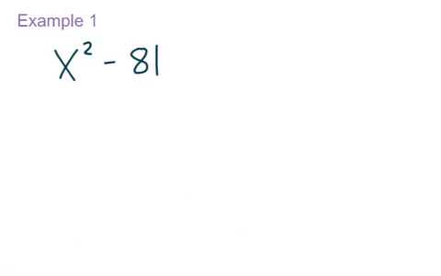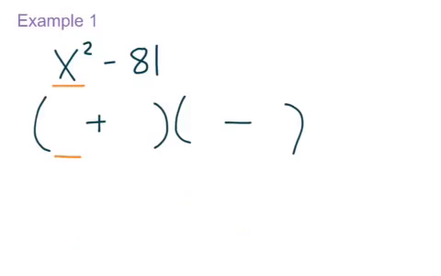So to factor a difference of perfect squares, first I want to make 2 sets of parentheses. One will have a plus sign in the middle, the other will have a minus sign. My first term is x squared. So I'm going to take the square root of it, and that square root will go in the first place of both of my binomials. So the square root of x squared is x. So I put x in the first spot for each one.